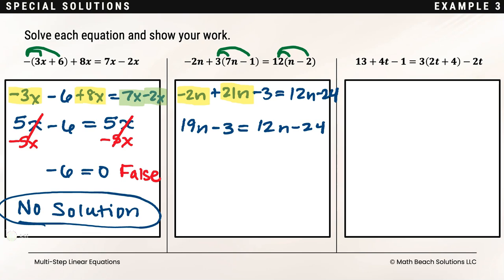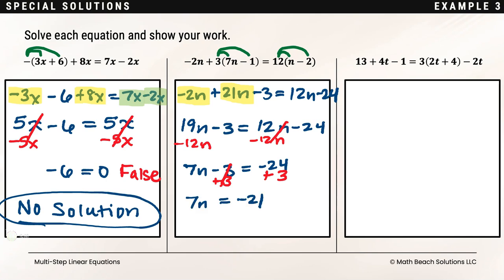Next, we need to collect all of the variable terms on the same side of the equal sign. To do that, we'll use the properties of equality, in this case subtraction, by subtracting 12n from both sides, resulting in 7n minus 3 equals negative 24. We'll use a similar approach to collect the constants on the other side of the equal sign by adding 3 to both sides of the equation, resulting in 7n equals negative 21.